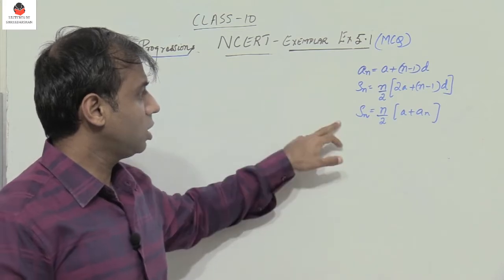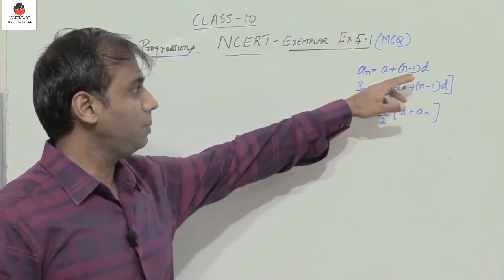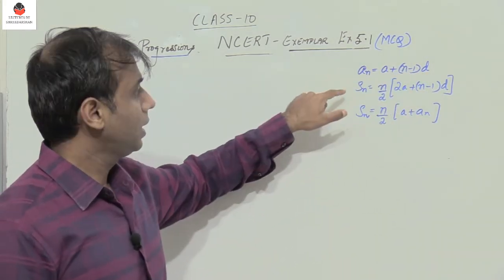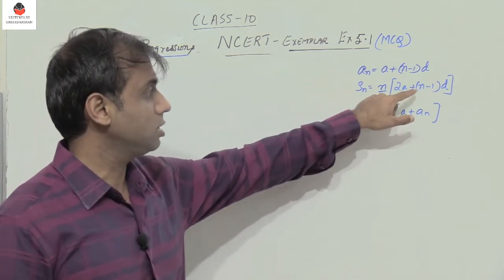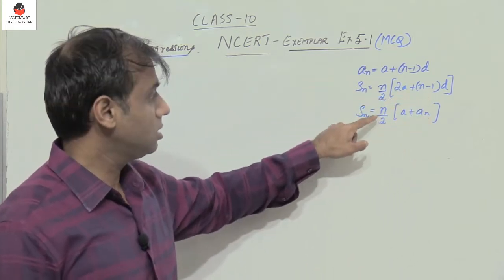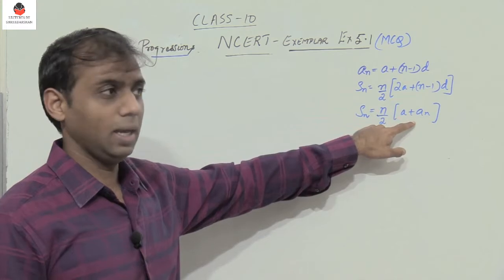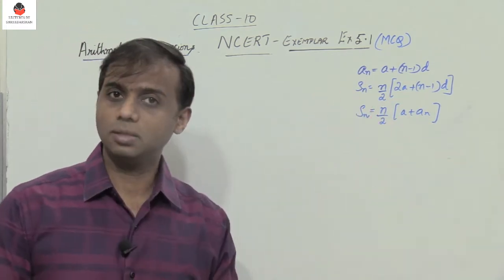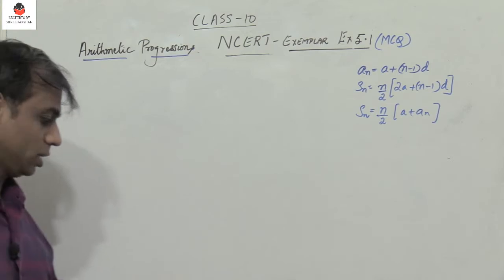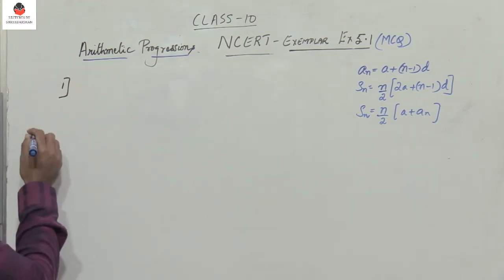Now, the formulas required are an equals a plus n minus 1 into d, and Sn, the sum to n terms, is n by 2 into 2a plus n minus 1 into d, or it is n by 2 into a plus an, where a happens to be the first term and an happens to be the nth term of the arithmetic progression. Question 1.